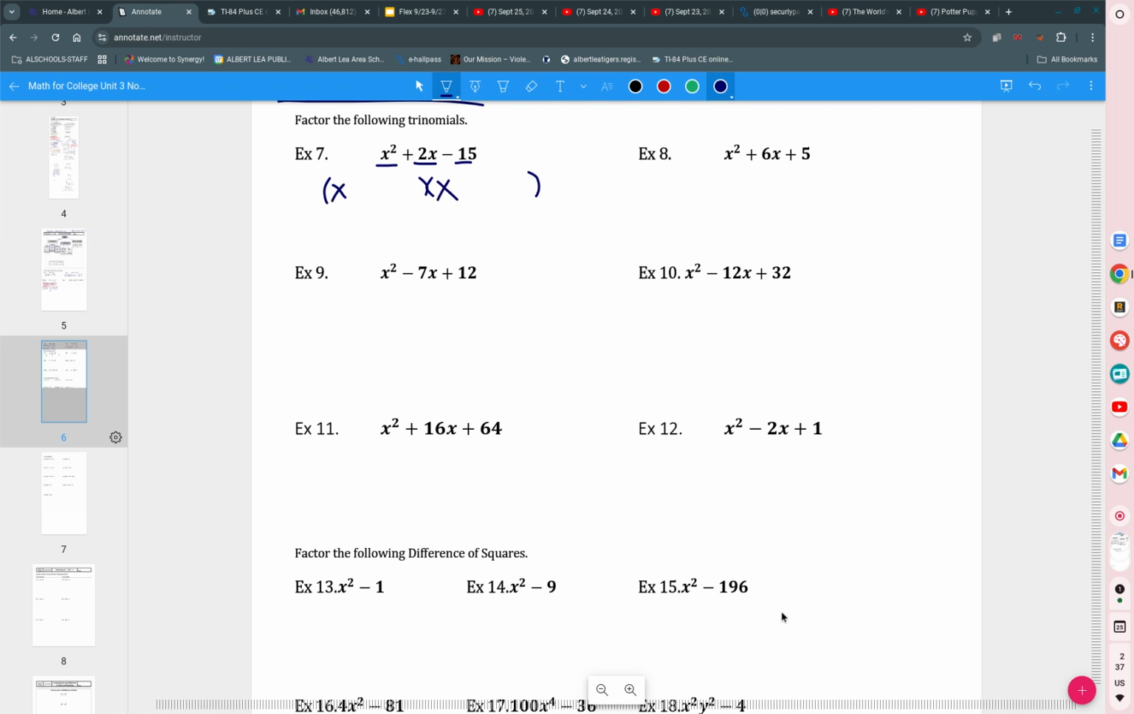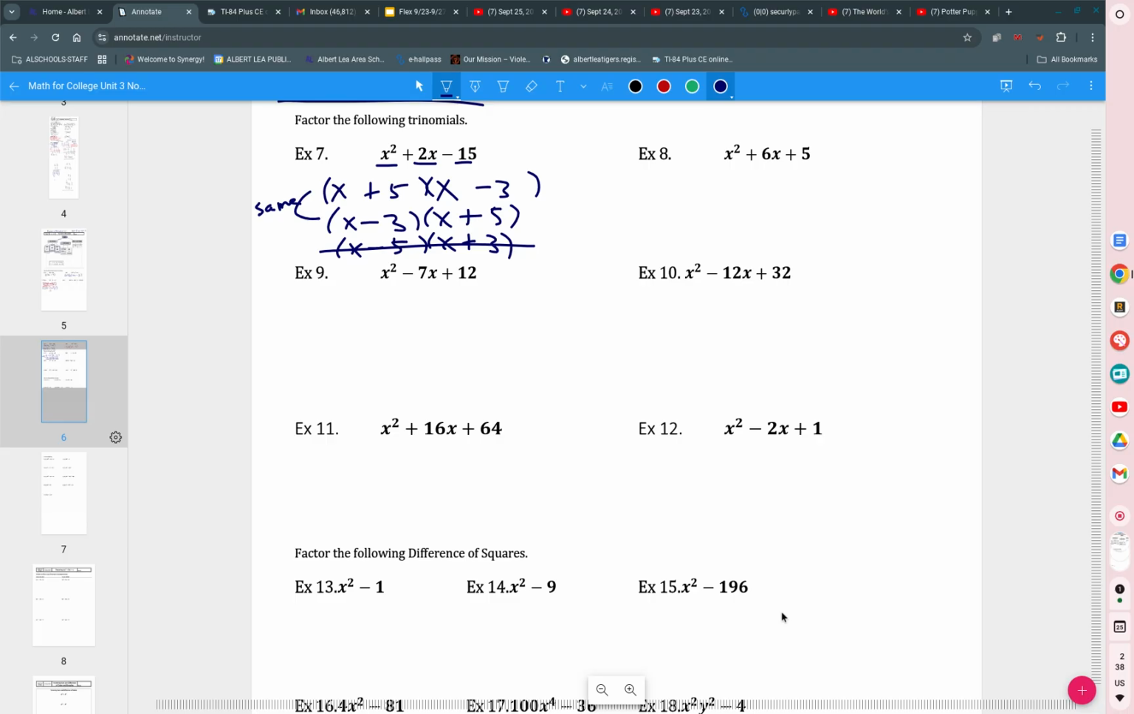X times x is x squared. What are the 2 numbers you multiply together to get negative 15 that add to a positive 2? Positive 5 and negative 3. Is that the same as x minus 3 times x plus 5? Yes. Is that the same as x minus 5 times x plus 3? No. These 2 are the same. That one's not, because that would produce a negative 2x in the middle.